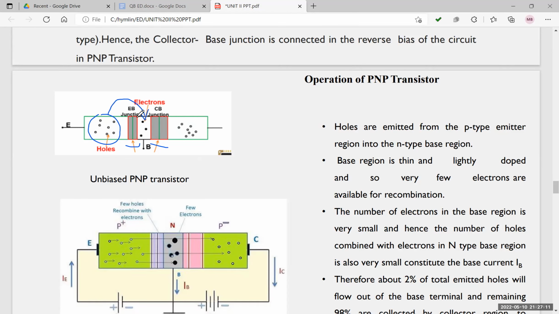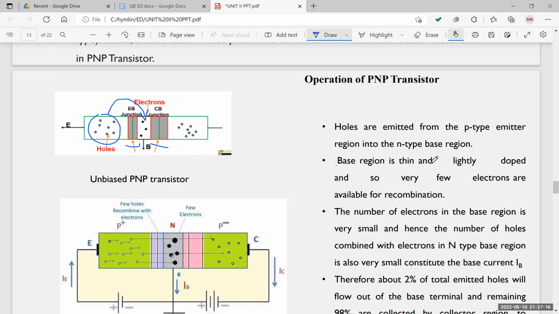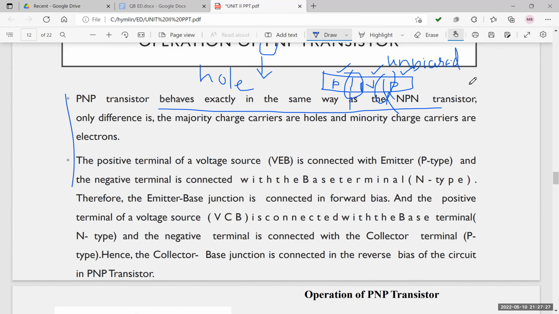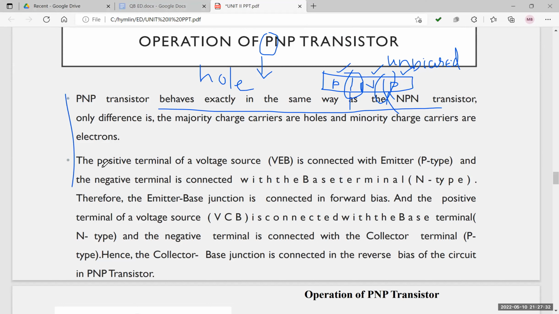Why does this region have only a few electrons? Because the base region is thin and lightly doped. So very few electrons are available for recombination. Now we are going to provide an external voltage. When we provide an external voltage, as you know, the collector base junction should be reverse biased and the emitter base junction should be forward biased.